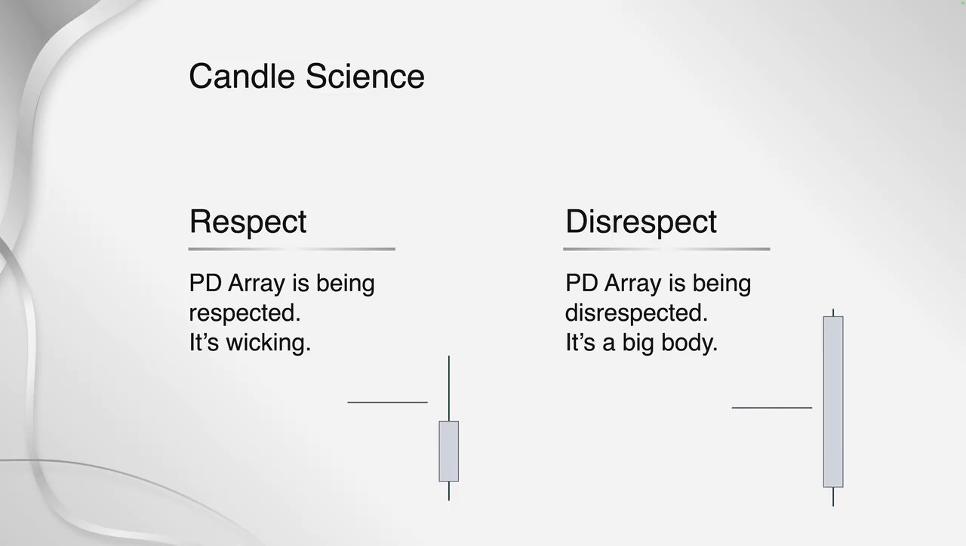So we talked about this exact same slide in the previous video. We talked about respect and disrespect. A PD array is being respected: it's wicking right there. And disrespected is a PD array being disrespected: it's a big body right there.